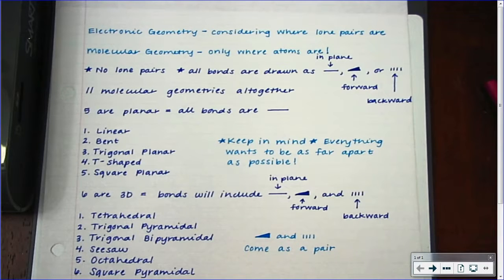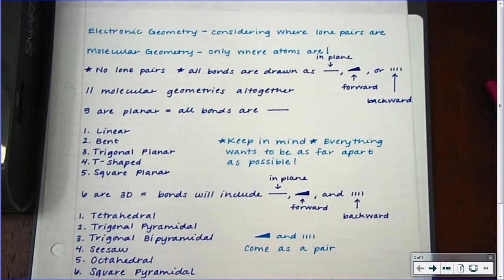With that being said, there are 6 additional geometries that aren't mentioned on that previous list. And these 6 are going to be three-dimensional, meaning that not every single atom will lay on one plane. Because not everything sits on a 2D surface or a plane, some of the bonds will have to be looking like they're coming out towards you or behind your paper.